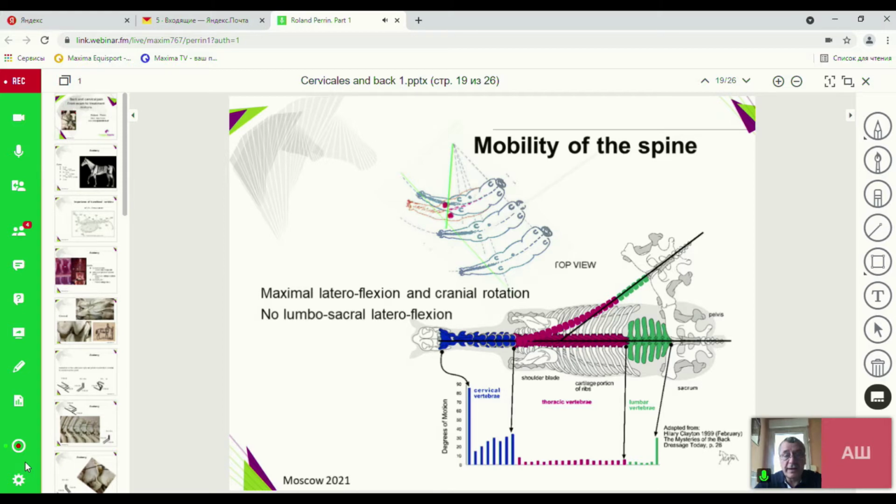And when you look at the lateral flexion, the lateral mobility, you see that the most important lateral mobility is at the level of the cervical and the first thoracic. But at the level of the saddle, you have very little motility, and in the lumbar area you have no mobility at all. So this is very important to understand.